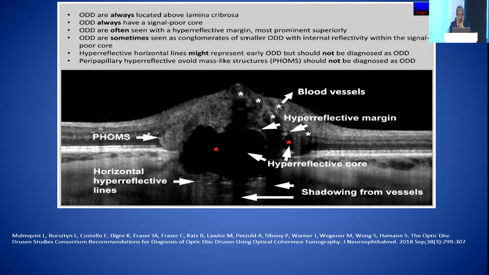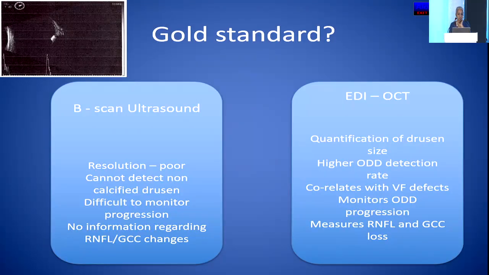identified as drusen. We can currently say that EDI OCT may now be the gold standard instead of B-scan ultrasound because it offers us several advantages. It helps us in quantifying drusen size, has a higher detection rate, correlates with the visual field defect, and monitors progression as well as measuring progressive RNFL and ganglion cell loss.